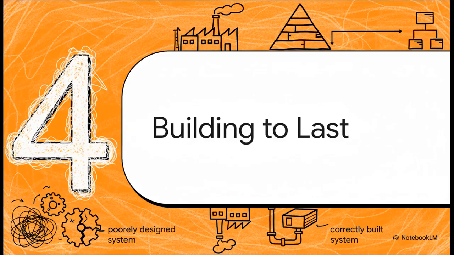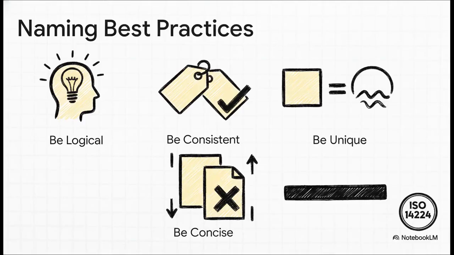Now, it's not enough to just create this system once. You have to build it to last, because a poorly designed system can get outdated and inconsistent so fast, creating the exact same chaos you were trying to solve in the first place. So here are the rules of the road, and they line up with standards like ISO 14224.